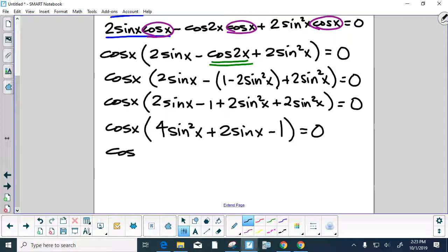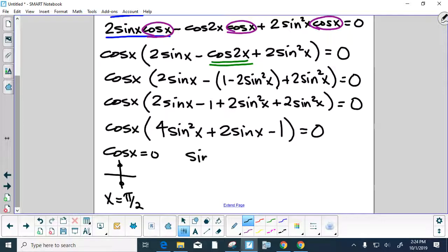Now, does that factor? No. Doesn't look comfortable, no. Okay, well, let's do this one here first. Cosine x equals 0, that's easy enough, right? When does that happen? On the axis there? So x equals, remember, we're doing it from 0 to pi, pi over 2 from that one, okay?